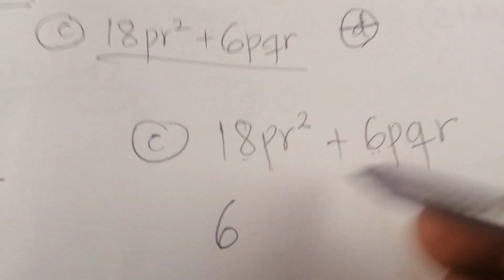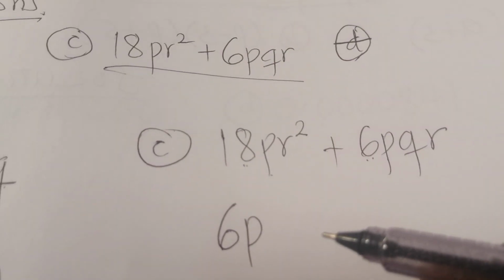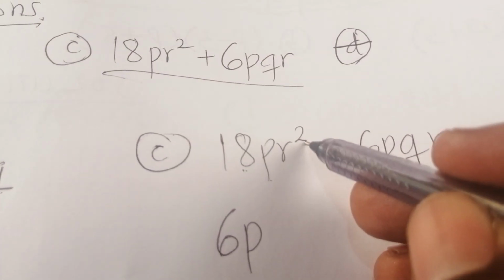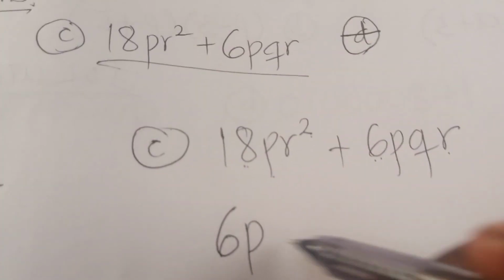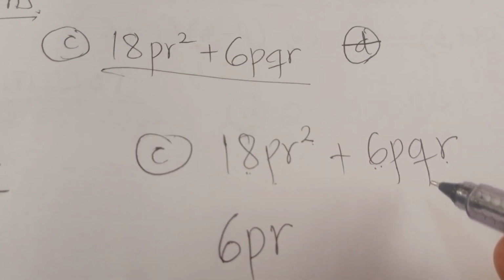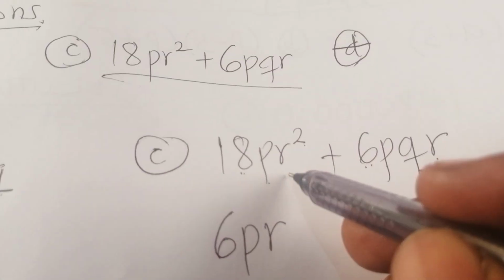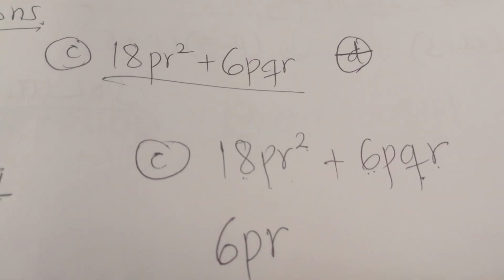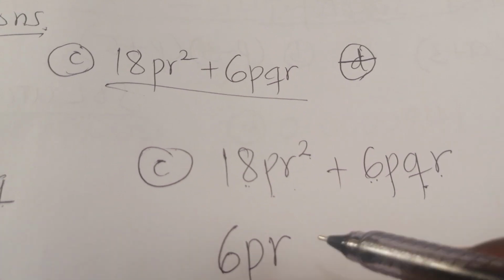There is p here, there is p here. P can equally come out. This r is squared, and there's also another r here. So r is also a common factor. There is q here, but there is no q here. So q cannot be a common factor.